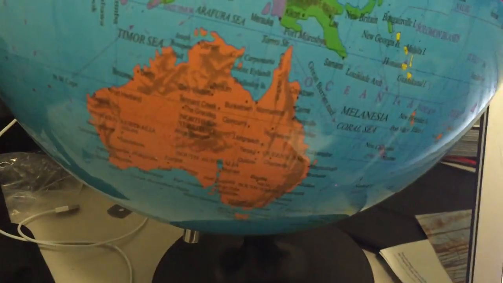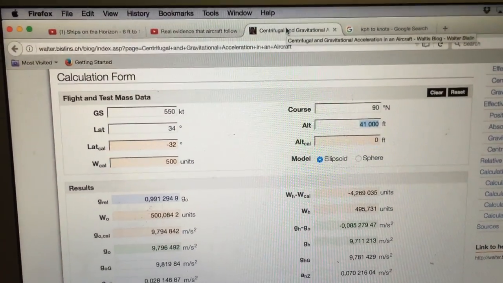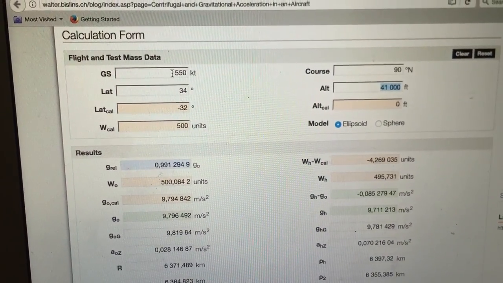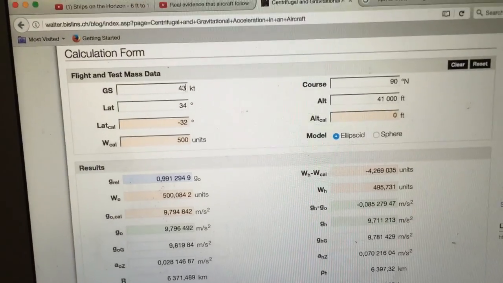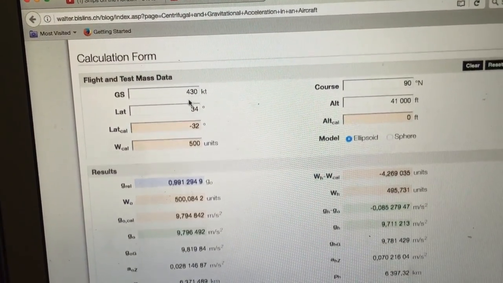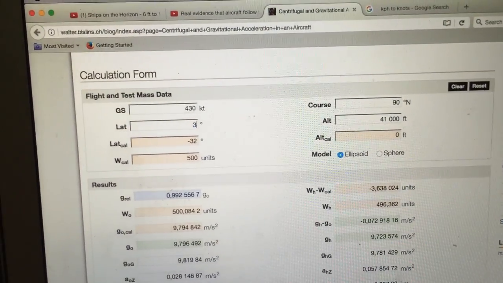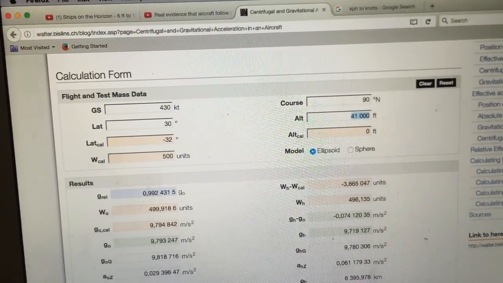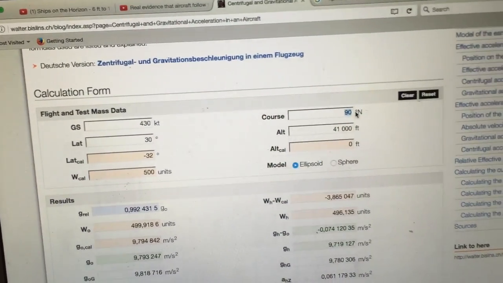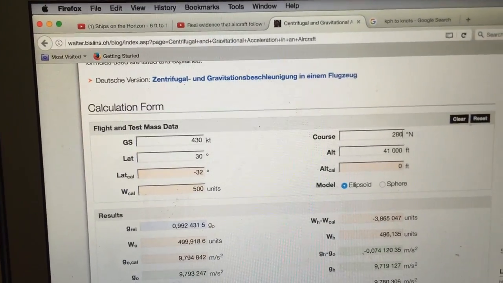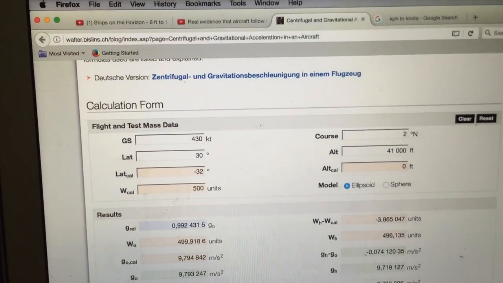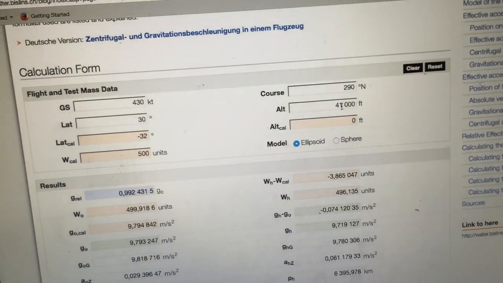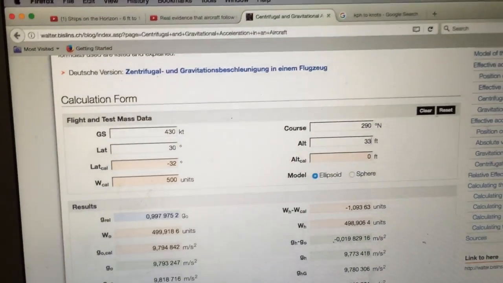Now, flying westbound, we will expect to see a heavier weight on the scale. So let's just take a look at the figures from my flight so we can predict what we will expect to see. Ground speed was about 430 knots. The latitude was around 30 south latitude. We weren't going directly west, we were going more close to about 280, so slightly north of directly west. In fact, let's be more conservative and put it at 290, and we're only at 33,000 feet.